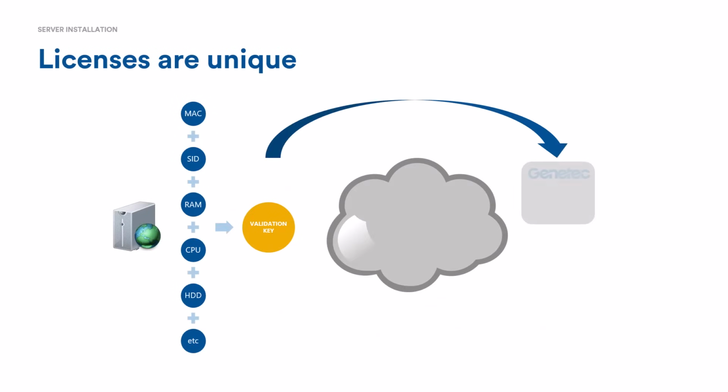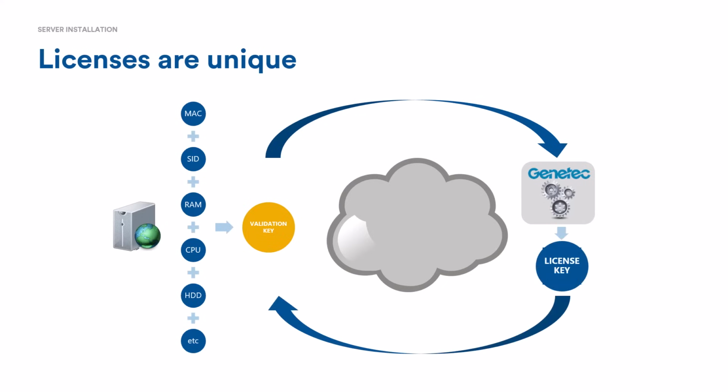Here's a quick overview of how the Security Center licenses work. The server software runs an algorithm that notes the server's MAC addresses, Windows security identifiers, how much RAM is installed, what kind of CPU is installed, how many hard drives are present, and a number of other properties of the server. These values are churned through an algorithm generating a unique value known as the validation key. Every server will generate its own unique validation key.